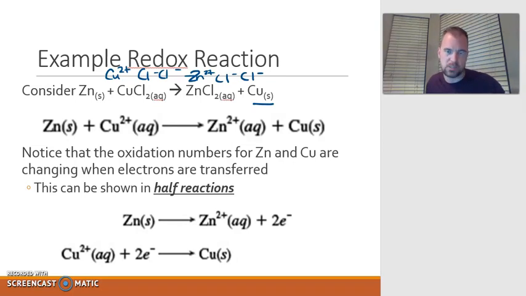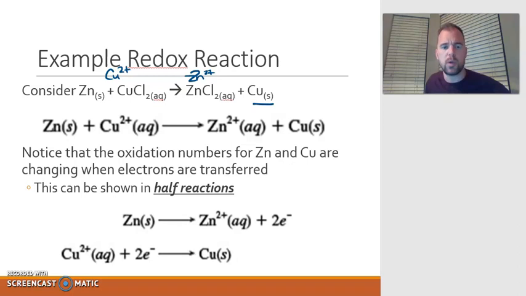Nothing happens with them. So remember, what do we call those? Those are spectator ions. So we don't really care about chlorines. Chlorine's not actually doing anything in this reaction. And so if you notice, that's why down here, I've just simplified it by removing the chlorines, because chlorine is a spectator ion.